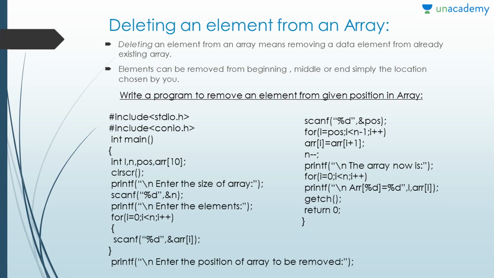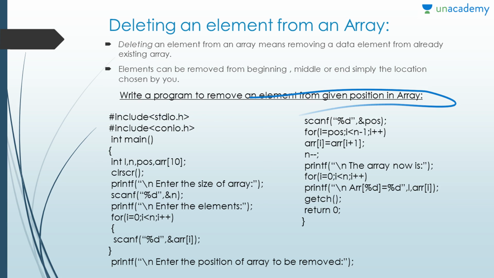Deleting an element from an array simply means removing a data element from an already existing array. Okay, so you will be removing the element from that given array, from a position of that array, right? The elements can be removed from the beginning, middle, or simply the location chosen by you, meaning you will specify the location from which you have to remove the element. Here it will be made clear to you by means of a program. It says: write a program to remove an element from a given position in an array.